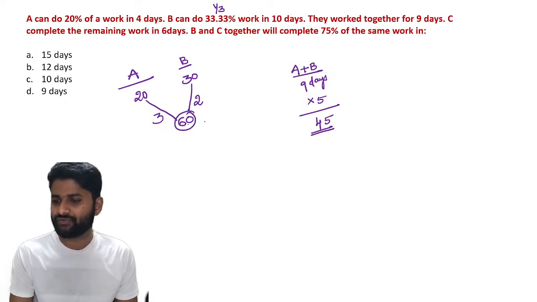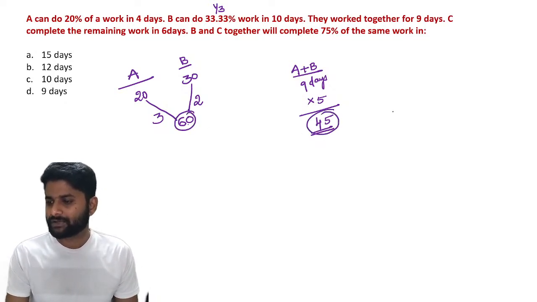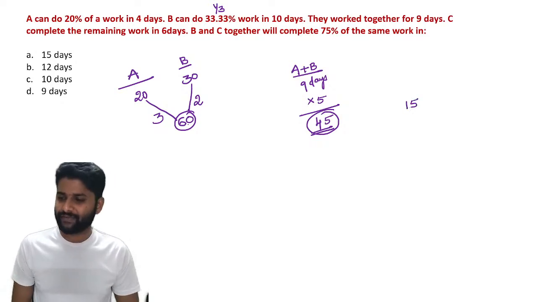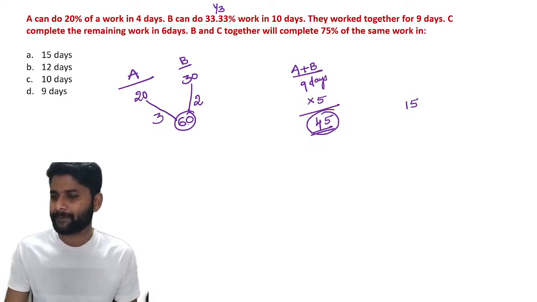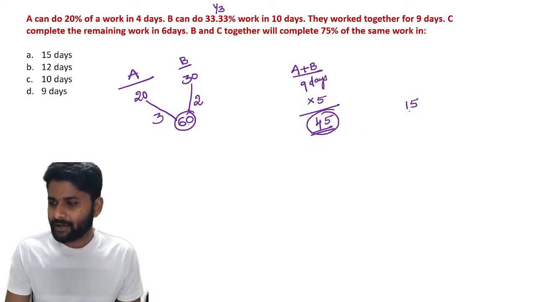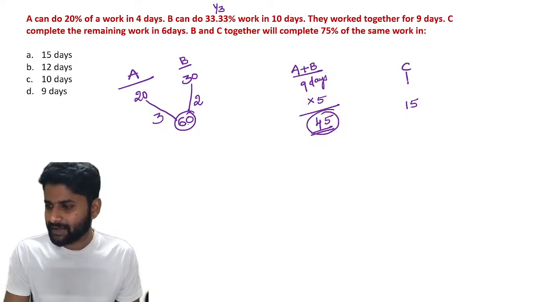After 9 days, how much work is left? So 15 units of work is left. 60 minus 45 is 15. And C completes these 15 units. C completed 15 units of work in 6 days.